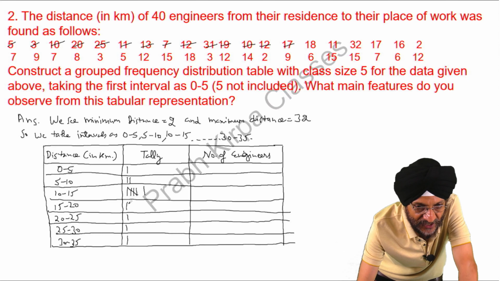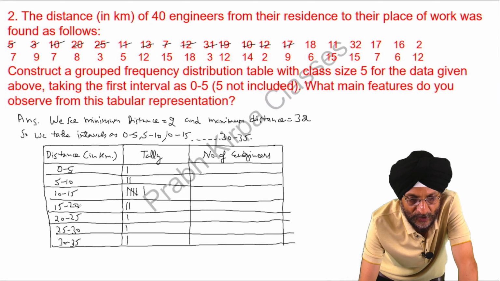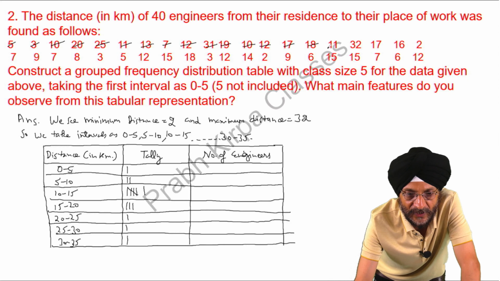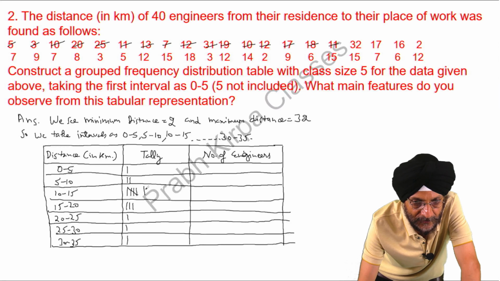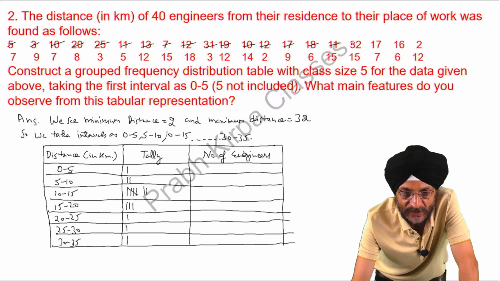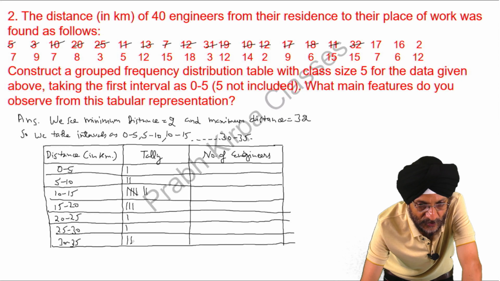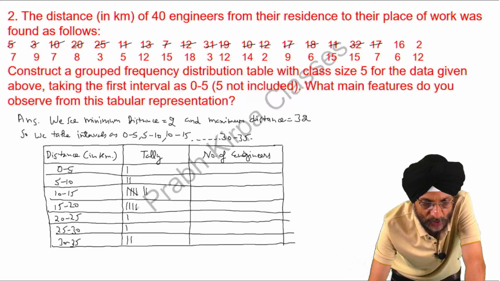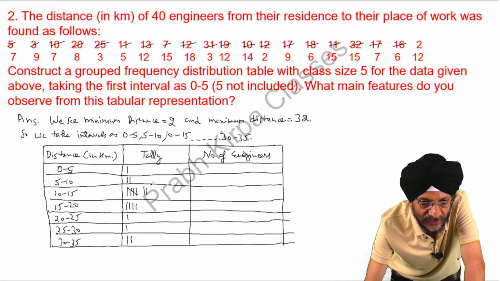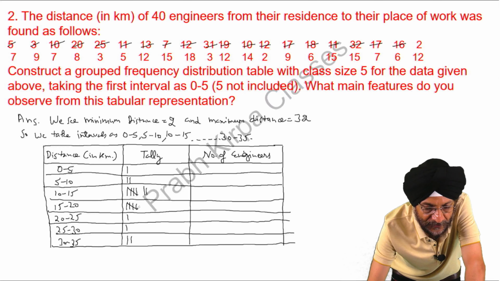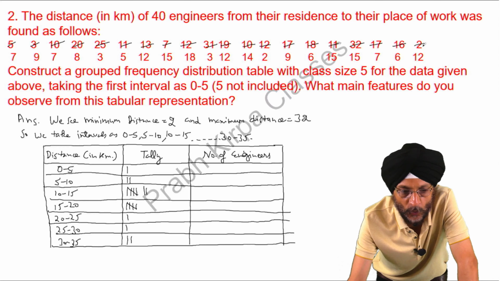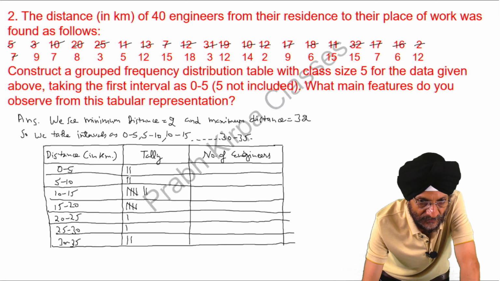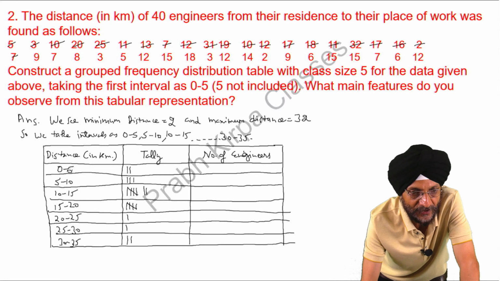17. 17 is to be counted in this 15 to 20. 18 will again be mentioned here. 11 will fall in 10 to 15. 32, last group. 17 will fall in 15 to 20. 16 will fall in 15 to 20. 22 will fall in the first group. 7 will fall in the second, 5 to 10.